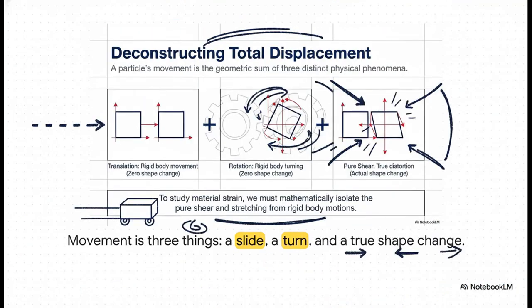And this is a really big idea. It turns out that any kind of movement, no matter how wild and complicated it looks, can always be broken down into just three simple parts. You've got a slide, which we call translation. You've got a turn, which is just rotation. And then you have the part we really care about, the true change in shape, the distortion.